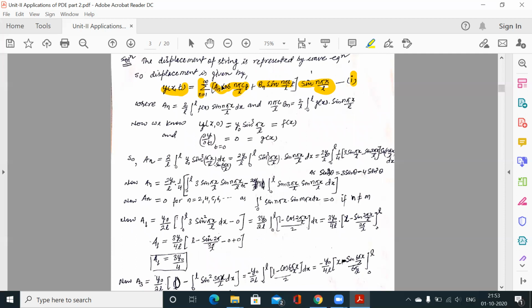We know the displacement is given by this equation where a_n is 2/l integral 0 to l f(x) sin(n pi x/l) dx, and b_n is 2/(n pi c) integral 0 to l g(x) sin(n pi x/l) dx. So I told you that in the coming questions in the application part we are given f(x) and g(x). We have to calculate these two integrations only.